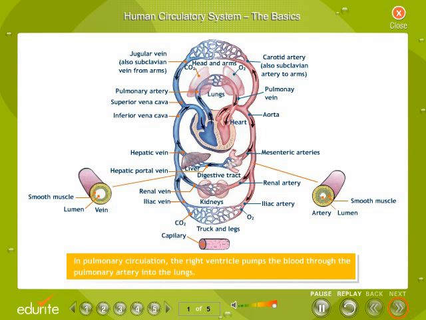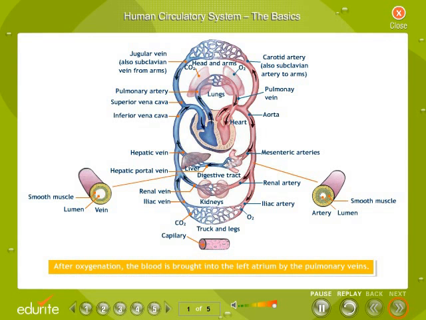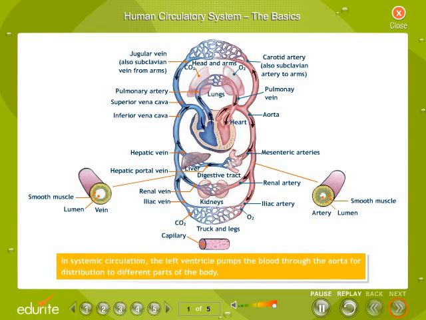In pulmonary circulation, the right ventricle pumps the blood through the pulmonary artery into the lungs. After oxygenation, the blood is brought into the left atrium by the pulmonary veins. In systemic circulation, the left ventricle pumps the blood through the aorta for distribution to different parts of the body.